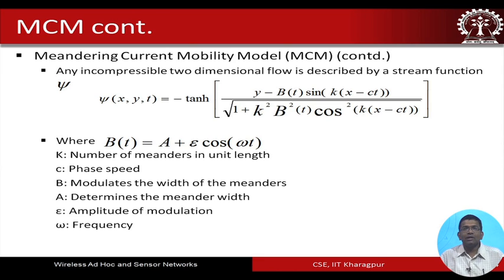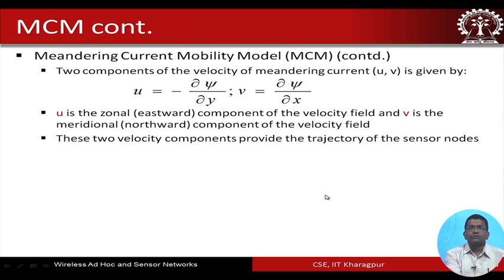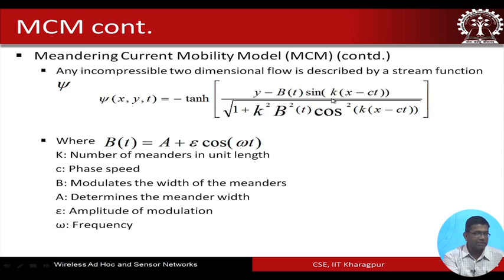So, this is the formula which characterizes the two dimensional flow of a fluid using a stream function like this. This is the stream function. I am not going to go through this; the different parameters are explained over here. There are two components of the velocity of the meandering current, the u component and the v component, and these u and v components can be obtained from that psi equation that we have seen in the previous slide.